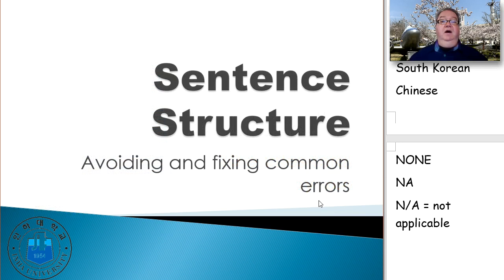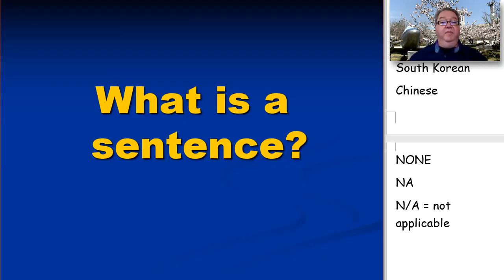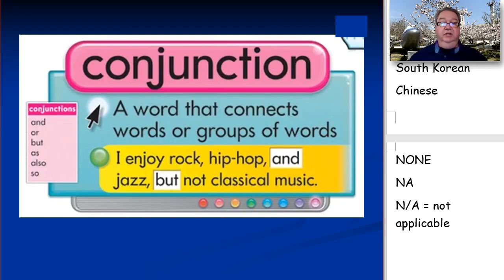Okay? We're going to be talking about sentence structure next. We're going to be talking about avoiding and fixing some common errors. Again, for accuracy, to make your communication more clear and more correct. So that's what we're going to be looking at next. We'll be looking at different sentence styles, different sentence lengths, and we'll be looking, first of all, about what is a sentence, okay? As we do this, we're going to be talking about conjunctions again, so you might want to go back and review the information from earlier in the semester about conjunctions.